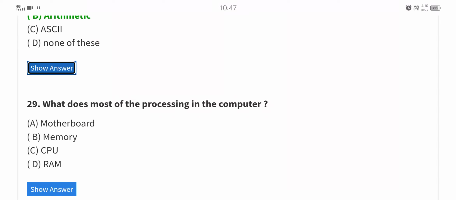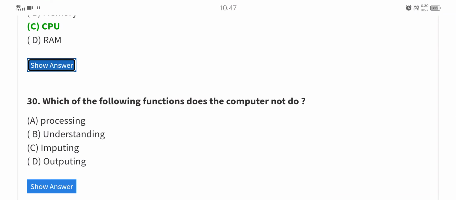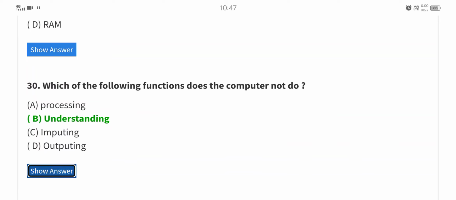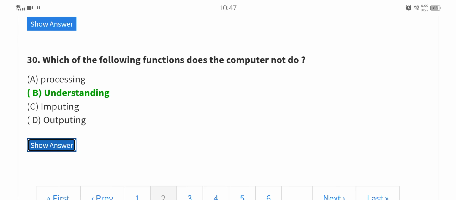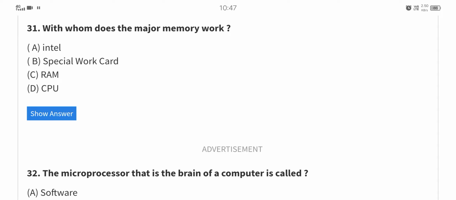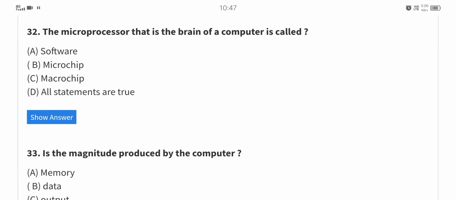What does most of the processing in the computer? CPU, central processing unit. Which of the following functions does the computer not do? Understanding. With whom does the major memory work? CPU, central processing unit. The microprocessor that is the brain of a computer is called a microchip.